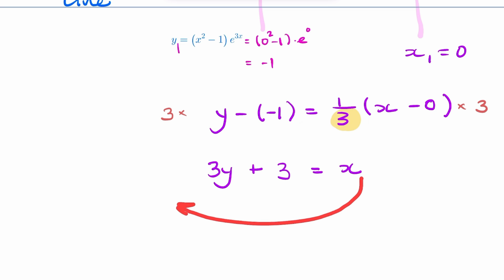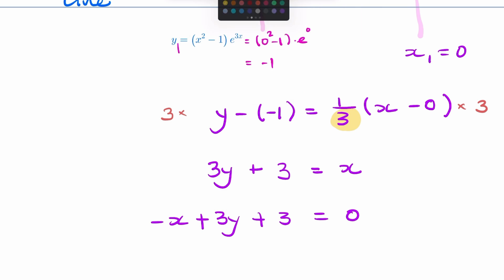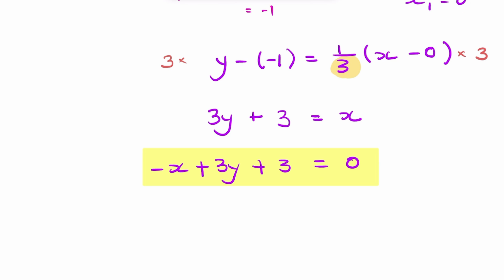And you can bring it all to the left-hand side. So it would be negative x plus 3y plus 3 equals 0. And that would be your final answer. So that's the equation of the normal. Now, remember, sometimes the questions specify. It says, write it in the form ax plus by plus c equals 0, where a, b, and c are integers.